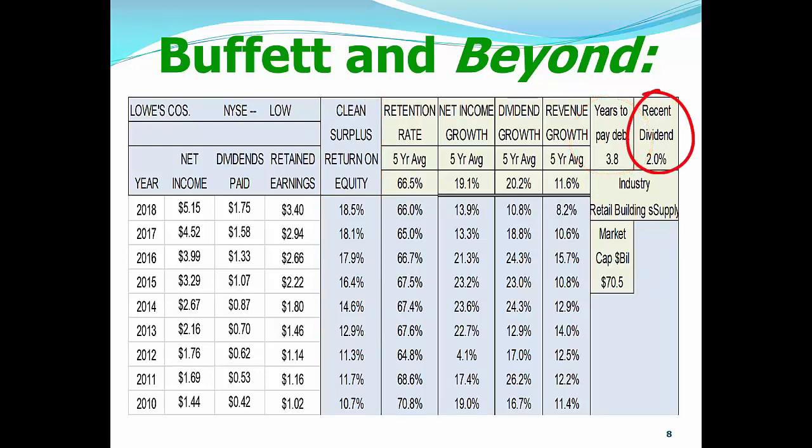So when we look at Lowe's clean surplus return on equity of 18.5%, we say this is a better than average stock. Now remember, we're comparing it to Home Depot, which is paying 22.5% clean surplus ROE. So we like Home Depot a little bit better than Lowe's, but still, Lowe's is a better than average stock. And we would expect it to outperform the S&P over the past 5 years and going into the future.